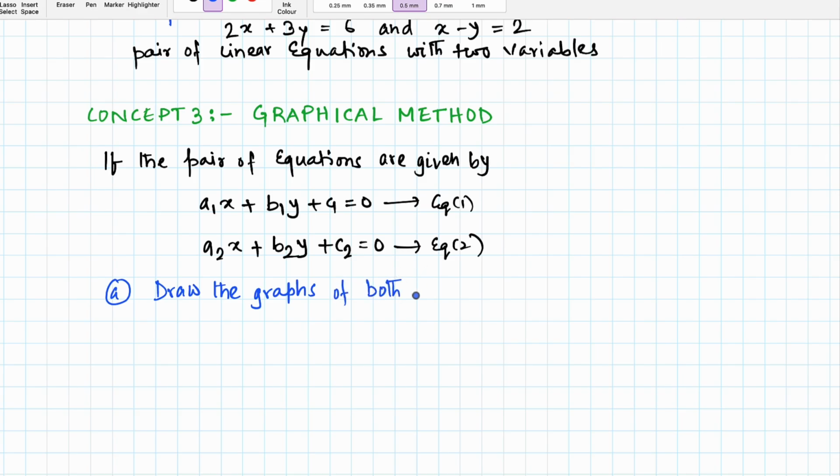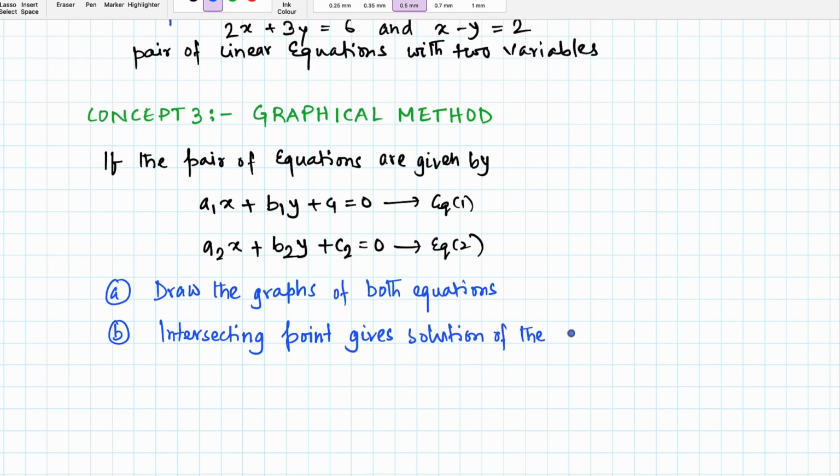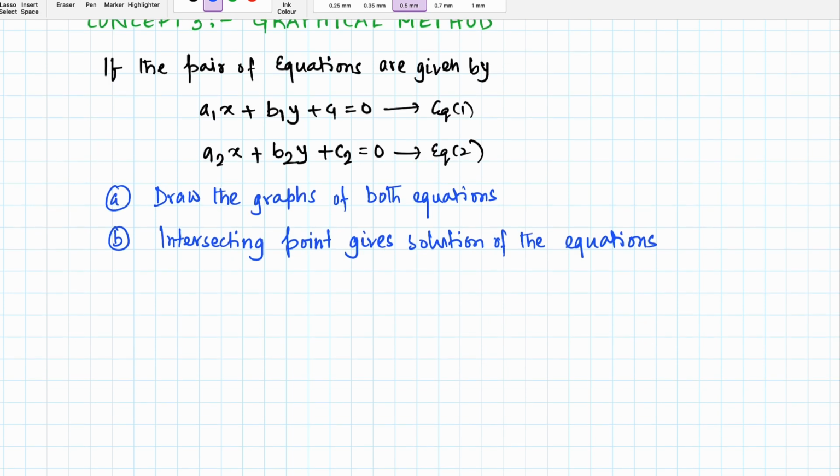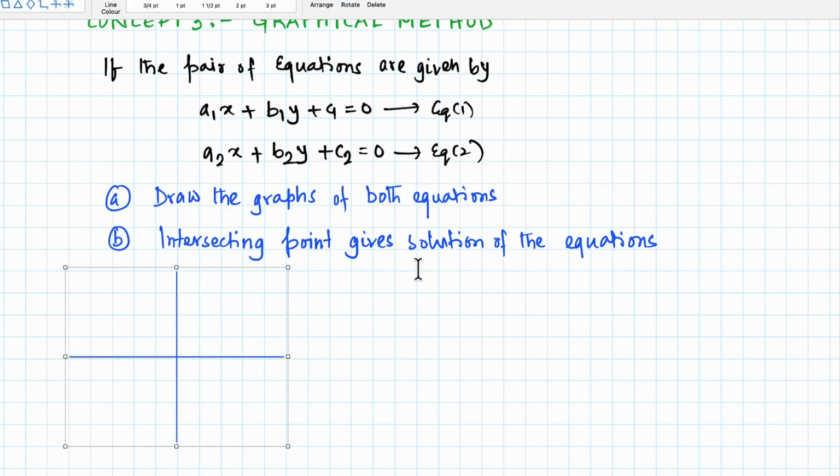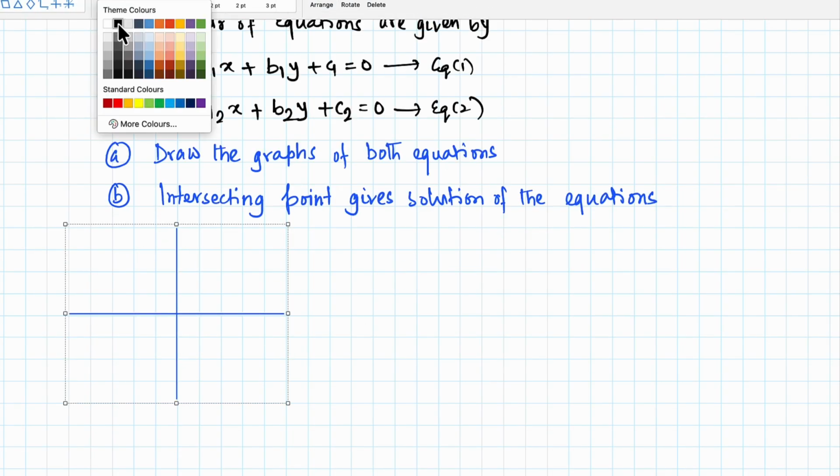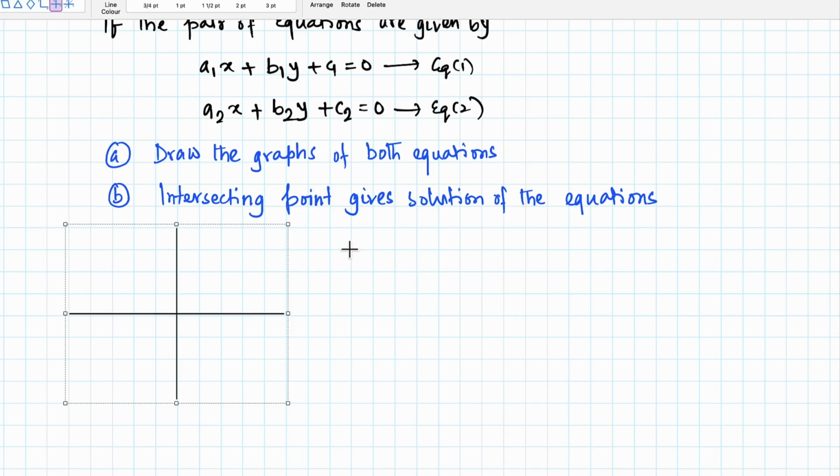First, what we need to do is draw the graphs of both the equations. We know how to draw the graph. Then the intersecting point gives the solution of the equations. So wherever the two lines intersect, that point will give me the solution. That means we can find the value of x and the value of y.